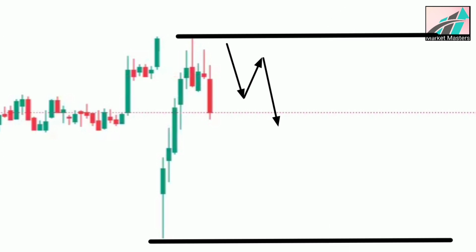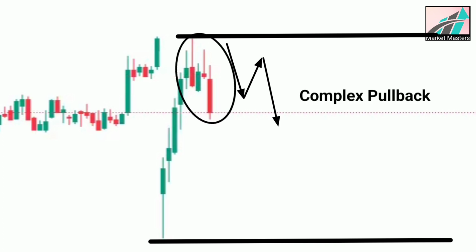We treat this internal structure as a pullback. When an internal structure, downtrend or uptrend, forms within a pullback, like we have seen here, it's called a complex pullback. And complex pullbacks aren't easy. They can easily confuse or trap traders who don't understand structure mapping.